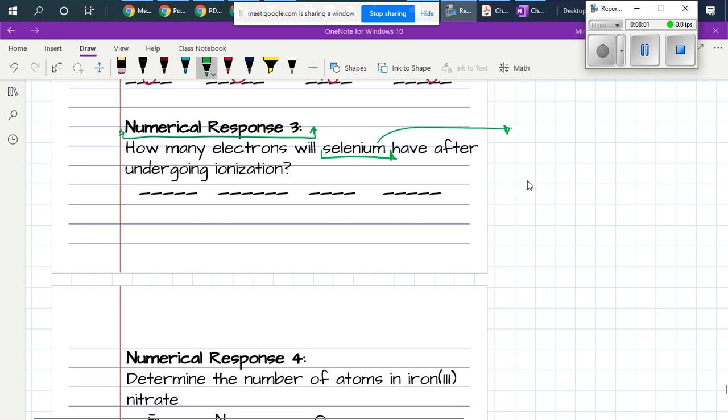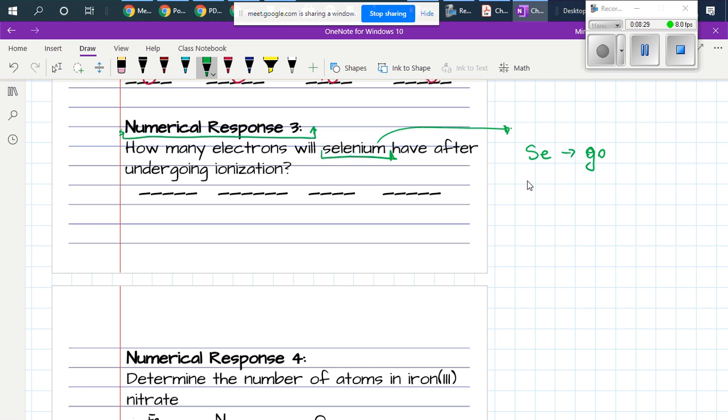It is gaining. How do we know that it is gaining? It's a non-metal, okay? Why? Because it is above the staircase in the periodic table. Okay, it's above the staircase of the periodic table, this staircase here that I'm showing you on the screen. So therefore, the selenium, which has the symbol Se, will gain electrons.